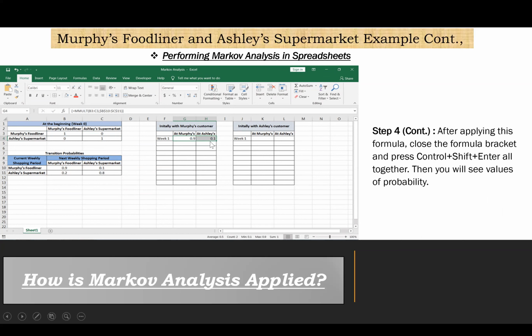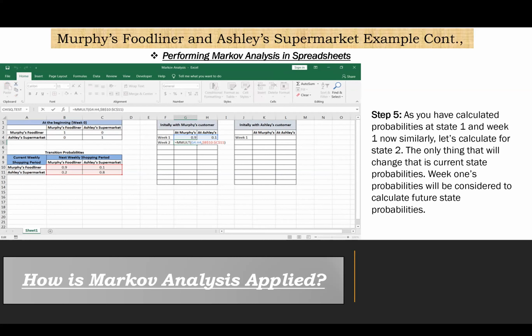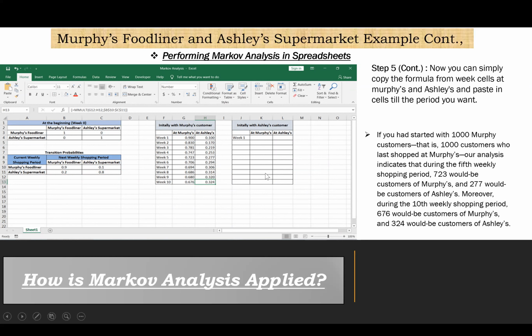In step 5, as you have calculated the probabilities at state 1 for week 1, now similarly you'll calculate state 2. The only thing that will change is that week 1's probabilities will be considered the current state probabilities to calculate future state probabilities. In step 5, now all you have to do is copy the formula from the week 1 cell at Murphy's and Ashley's and paste it into the cells until you reach the period that you particularly want.